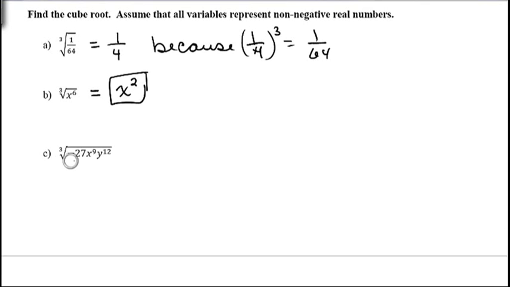Now we have the cube root of negative 27x to the 9th, y to the 12th. And you can take the cube root of a negative number, because you can multiply a negative number by itself 3 times, and it will end up being negative. And 3 cubed is what gives you 27, so the cube root of negative 27 is negative 3. And then for the variables, you take the power and divide by the root. So 9 divided by 3 gives us x cubed. And 12 divided by 3 gives us 4, so that would be y to the 4th.